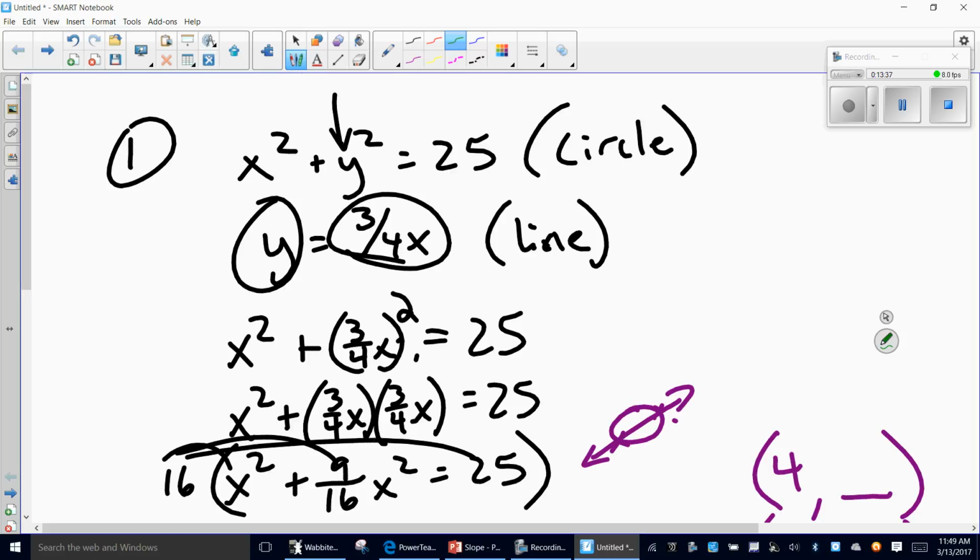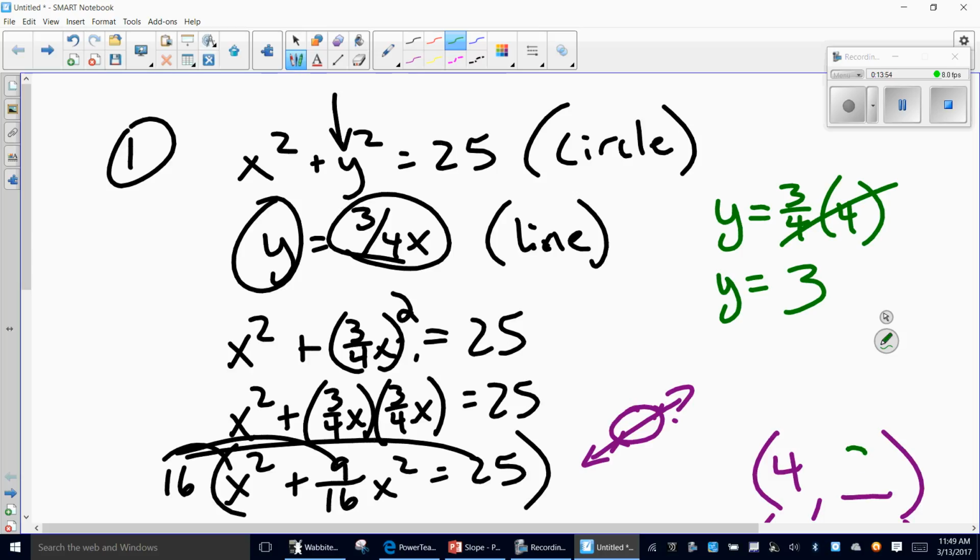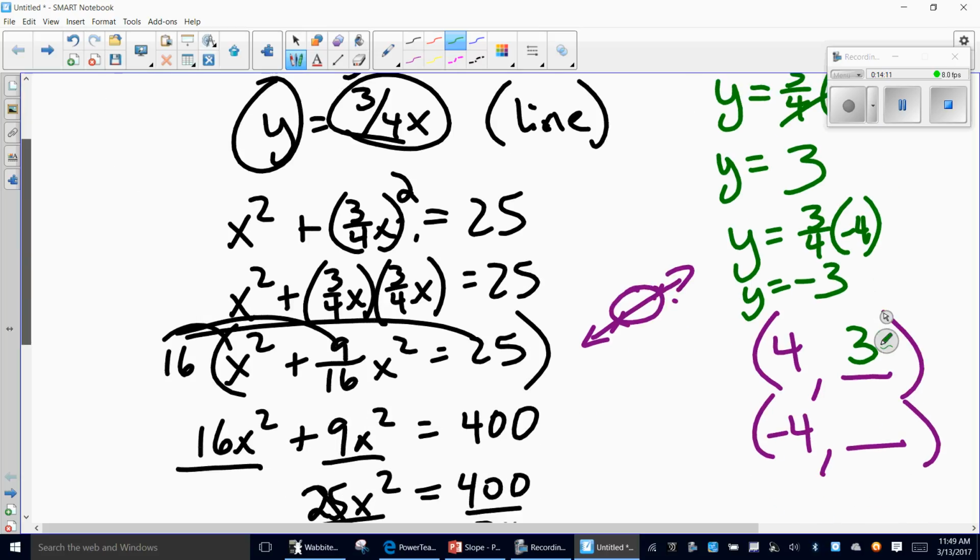So I'm first going to plug in 4. What happens to the 4's? So what's y equal to? 3. So down here at my point, when x is 4, what did y come out to equal? 3. So that's one intersection. Now I got to do another problem. I got to plug in negative 4 this time. So what will y equal? Negative 3. So there are your 2 points of intersection.